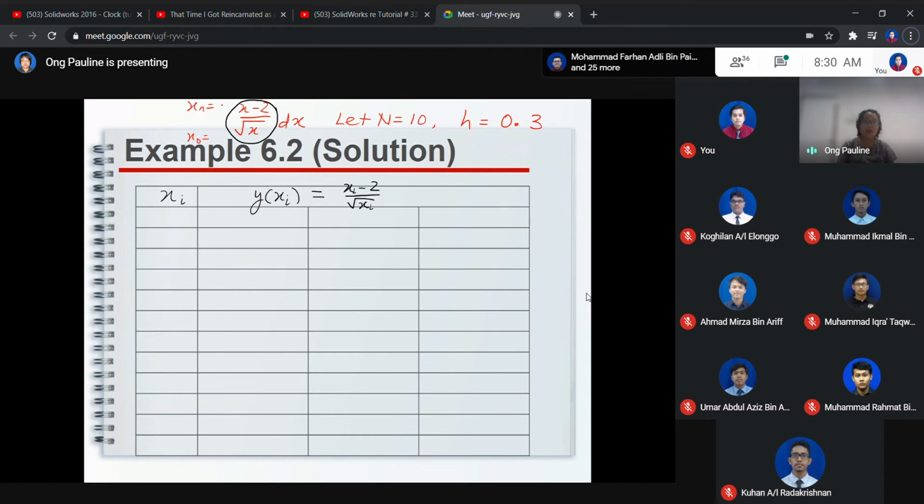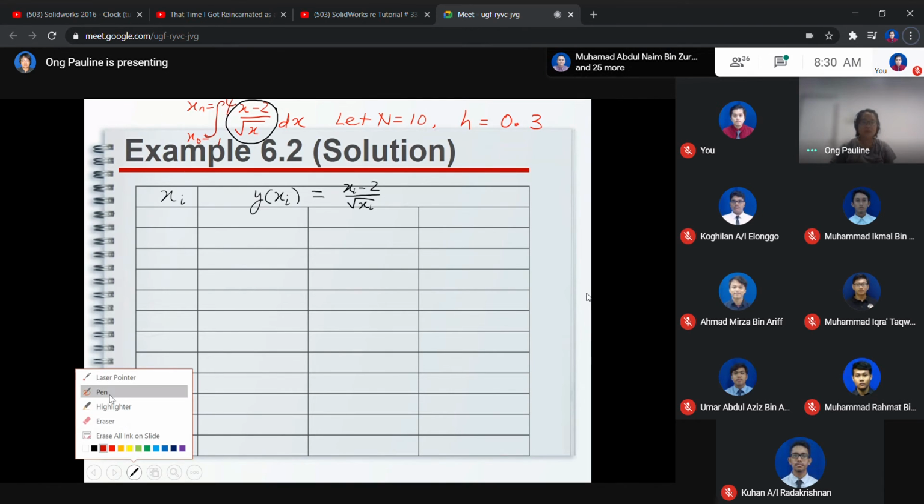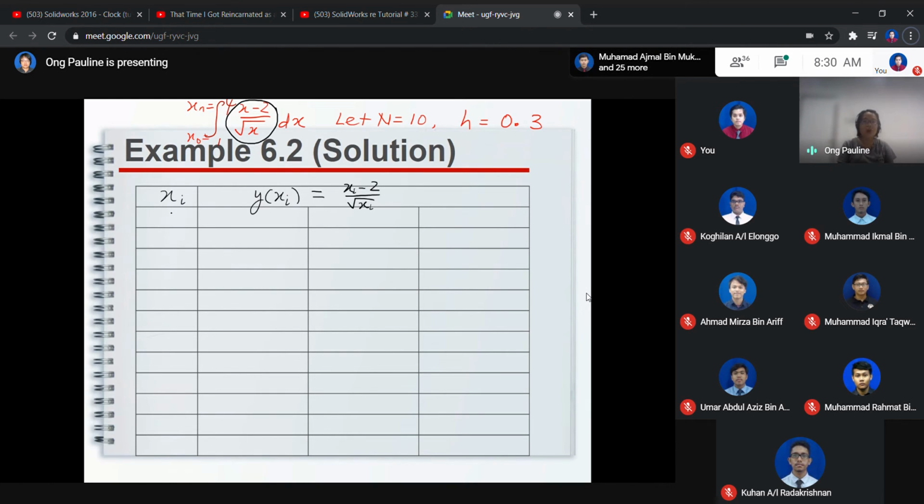Okay, so we want to integrate from 1 to 4. We start with the lower bound, which is 1. For the next value of x, you just sum up with 0.3. So setiap nilai x yang seterusnya, you tambahkan dia dengan nilai h. So di sini 1 tambah 0.3, I have 1.3.